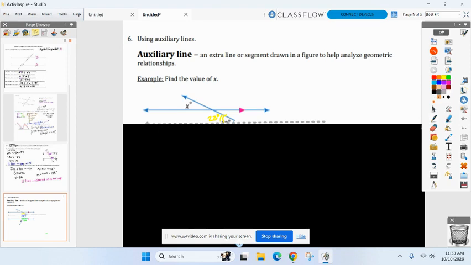Like I'm talking alternate interior, exterior, same side interior. Anybody see anything I can also label using the 22? I don't want to give this away here. Using the 22, what other angles could I label here with these two parallel lines cut by the transversal? Nothing else? Ian? Corresponding. Doesn't that 22 and the X correspond? So what's got to be X? Oh boy. 22. They're congruent. X equals 22 degrees, yeah.